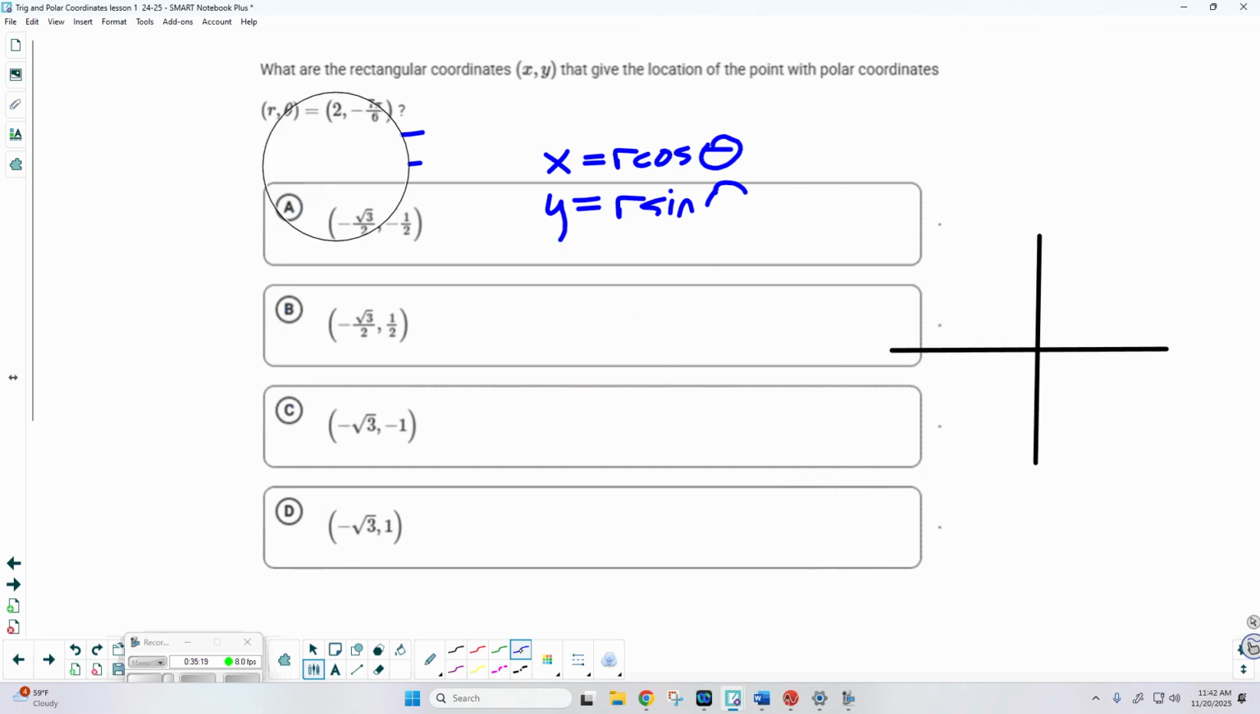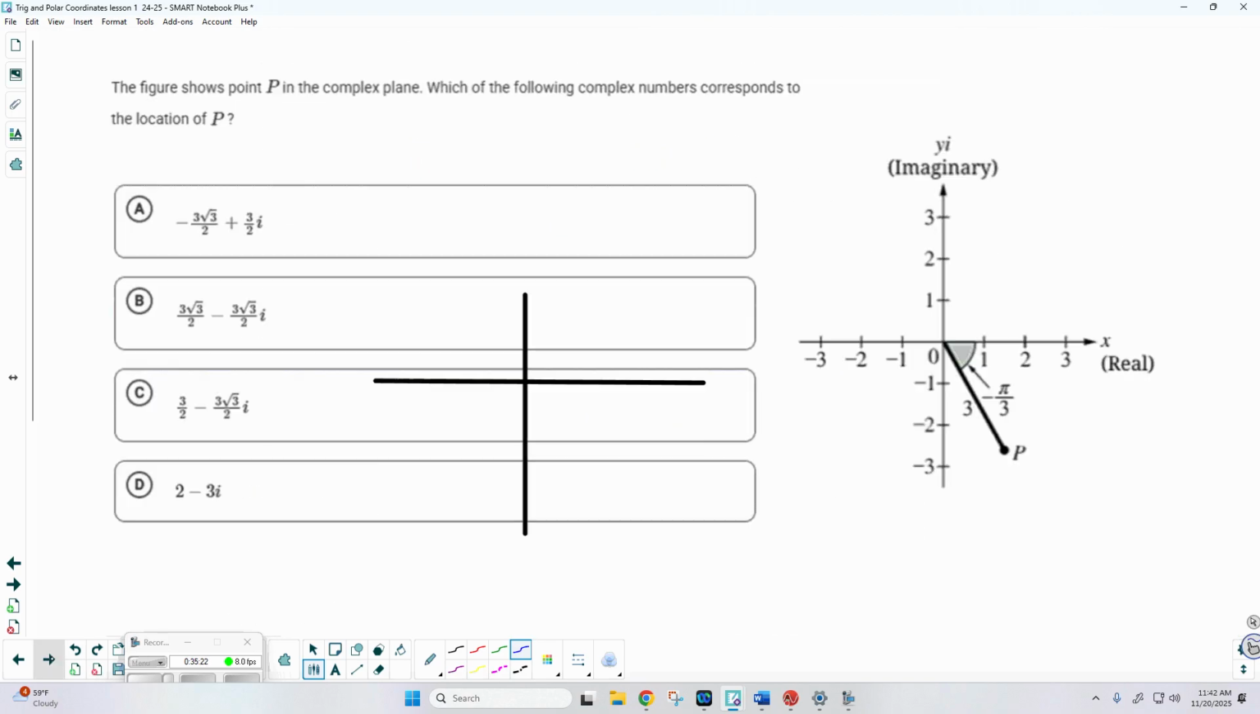Okay, let's take a look at the second one here. Now, the figure shows point P in the complex plane. Which of the following complex numbers corresponds to the location of P? Well, we can definitely see that P is in what quadrant? Okay, it's in 4. What answer can I eliminate? A. This complex number would actually be in quadrant 2. Now, this one I was only able to eliminate 1, but now at the very least I still have a 1 in 3 probability instead of a 1 in 4. I've slightly increased my chances.